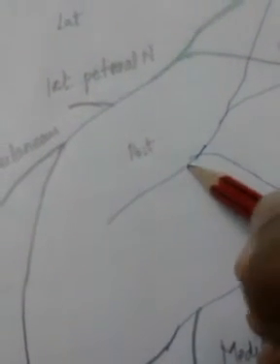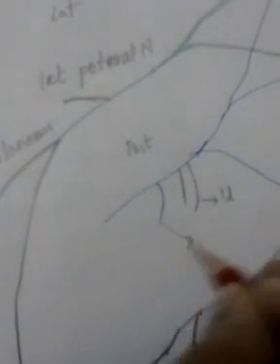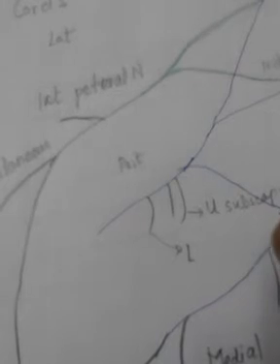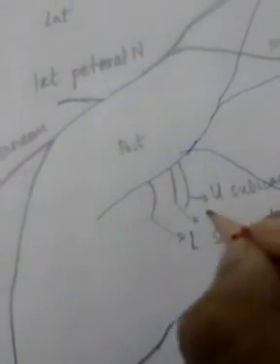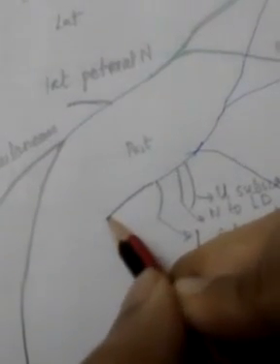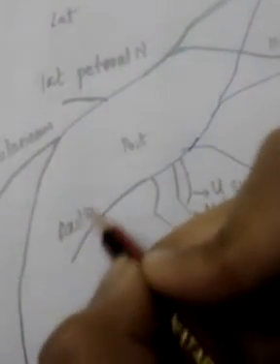While the posterior cord also gives rise to 3 branches: upper and lower subscapular nerve, and this is the nerve to latissimus dorsi, and the end branches of the posterior cord give rise to axillary nerve and radial nerve. So that's your brachial plexus.